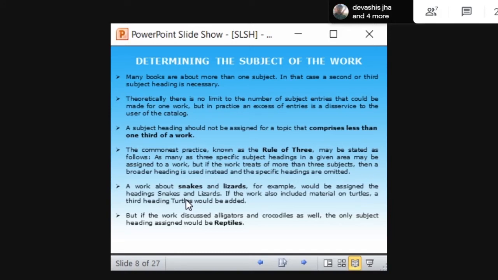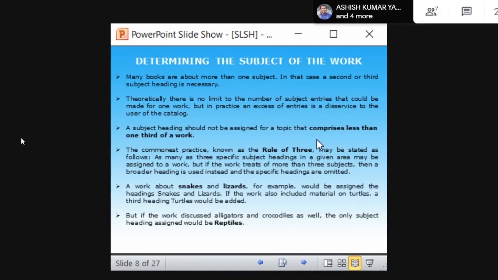But if the work also discusses alligators and crocodiles, it's better to assign it as reptiles. Snakes, lizards, turtles, alligators, crocodiles all fall under the reptile category. If there are 3, snakes, lizards and turtles, fine, you can assign 3. Again, if it includes crocodiles and alligators, you should assign a broader heading. What is the broader heading here? Reptiles. More than 3 means you have to assign a broader heading. You should not have specific headings. This rule is very important.